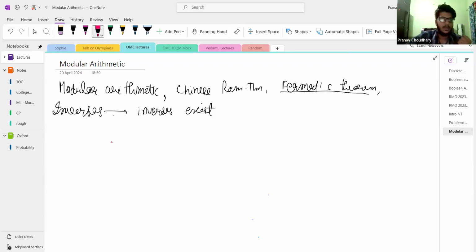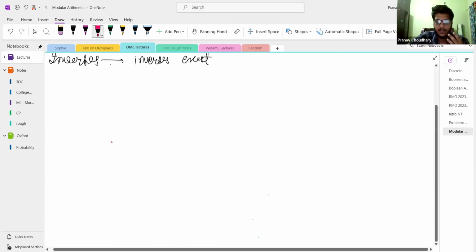Okay, so we'll start with modular arithmetic. We'll first see why we need to define this thing and what this thing is. I'm assuming that you know none of it.